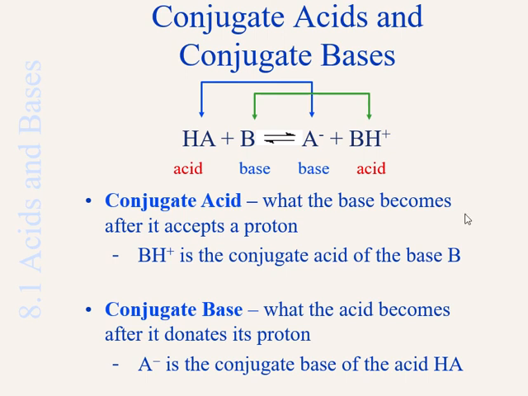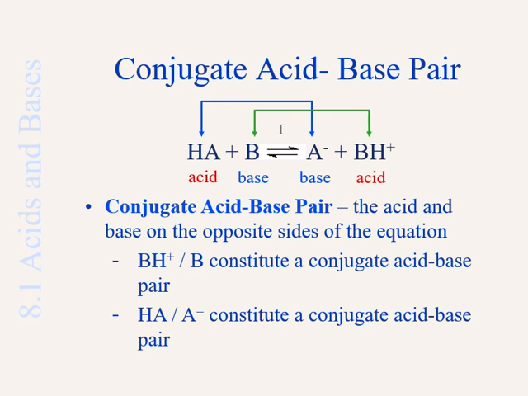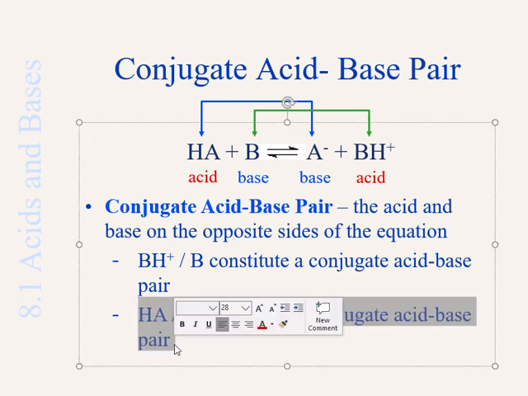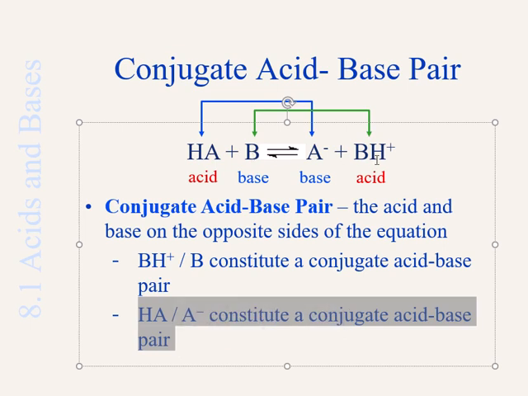Conjugate acid-base pairs are what you will find in a Bronsted-Lowry acid-base reaction where you have the reversible arrow like you see here. So here HA and A minus are the conjugate acid-base pair, and B and BH plus are the conjugate acid-base pair for the other compound.